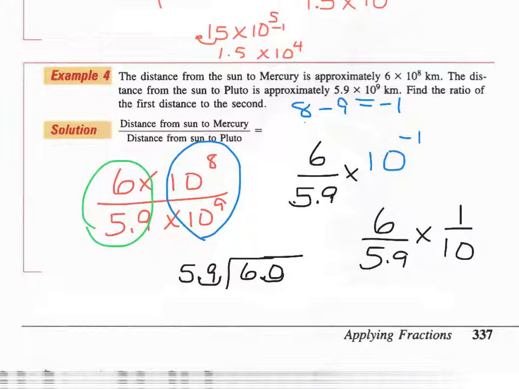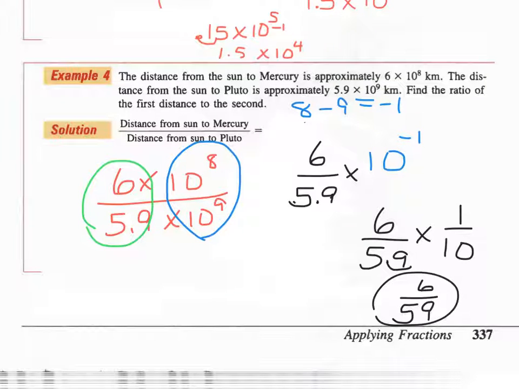And then when I multiply this, when I multiply 10 times 5.9, it'll move the decimal point, and it's 6 over 59. It'll be easier to do it that way instead of dividing it, because they wanted it as a ratio, not in scientific form. So if they wanted scientific notation, I would have divided it, but they just wanted it left as a ratio.